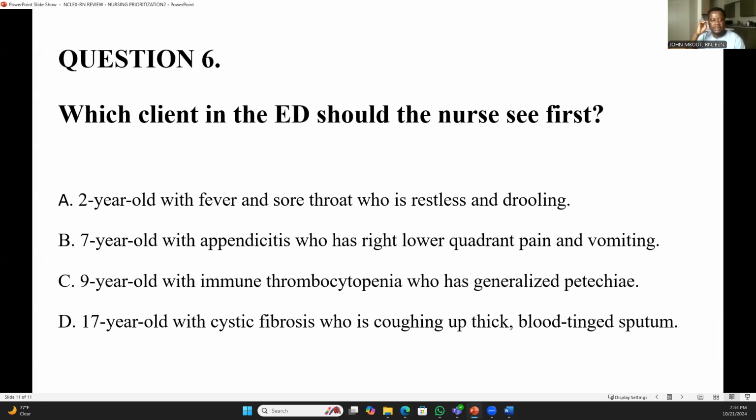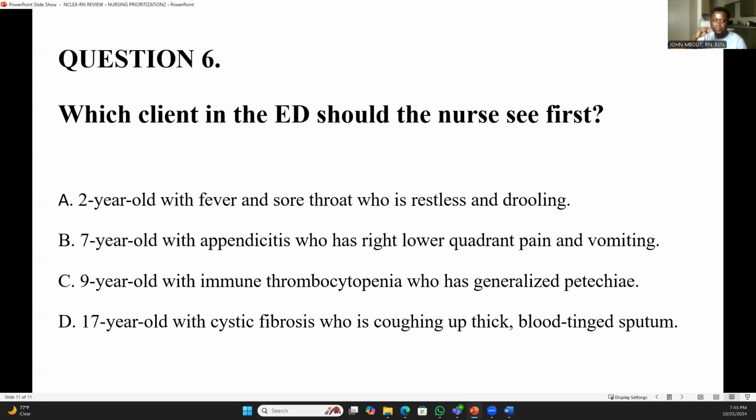This client is presenting with restlessness, stridor, drooling due to dysphagia. Okay? Prepare this client for emergent endotracheal intubation. This is what you have to do. In B, okay, if left untreated, it may rupture and cause peritonitis. It is an emergency situation. Yes, we accept, but airway first. A client with obstructive airway should be seen first.